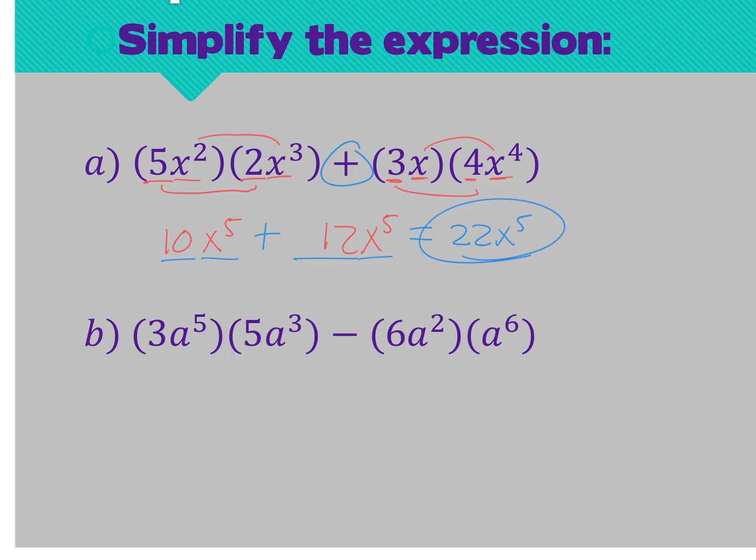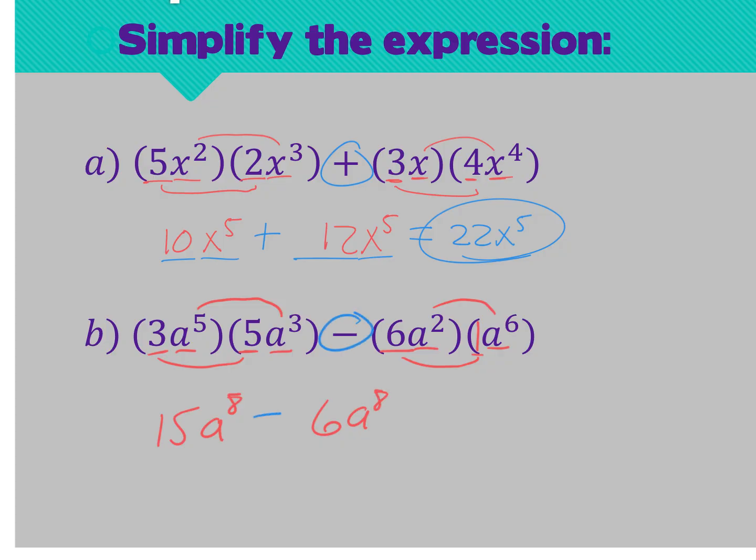Now, something like example B, same exact idea. I'm going to do any multiplication and division first before I do addition and subtraction. Do your order of operations. So I'm going to do 3 times 5, so 15, a to the 5th and a to the 3rd. Again, multiplying with the same base, I'm going to add those exponents. Same thing over here. 6 times, there's nothing to multiply with. I could just write a 1. Doesn't really matter. 6 times 1 is going to get me a 6. And a to the 2nd and a to the 6th is going to get me a to the 8th. Multiplying, you add the exponents.